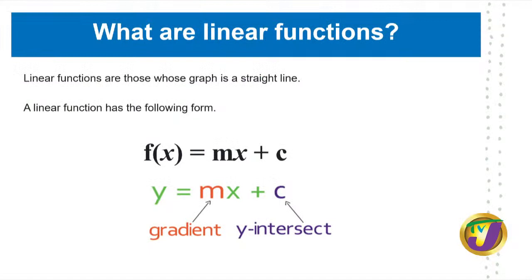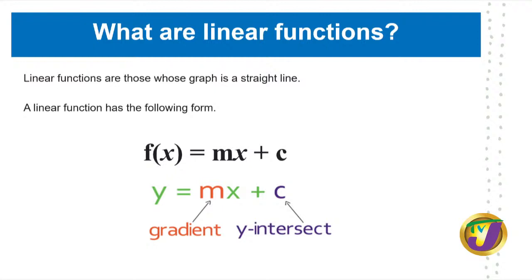Now, what is a linear function? Linear functions are those whose graph is a straight line. A linear function looks very similar to the equation of a straight line: y = mx + c, where m is our gradient and c is our y-intercept. It's the same thing when we're looking at function notation, where we use f(x) = mx + c.